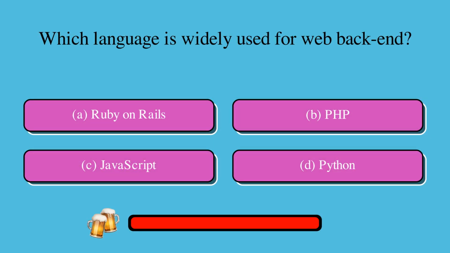Which language is widely used for web backend? Is it A, Ruby on Rails, B, PHP, C, JavaScript, or D, Python? The correct answer is PHP.